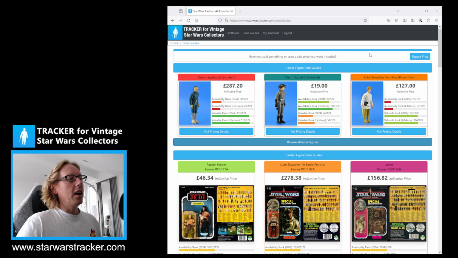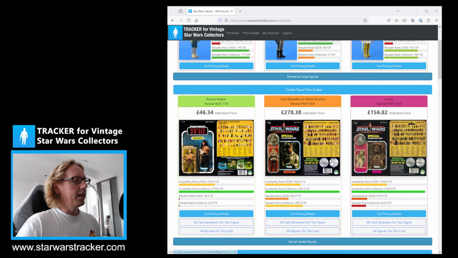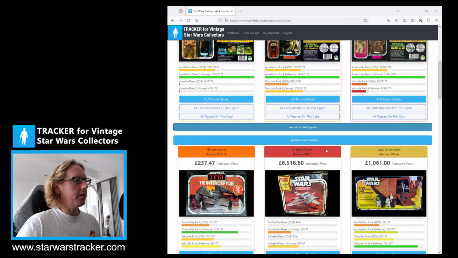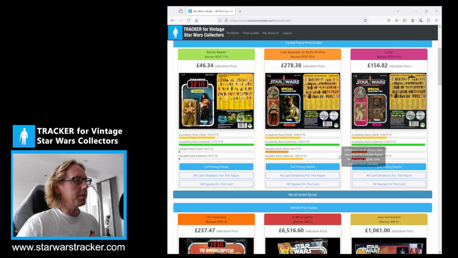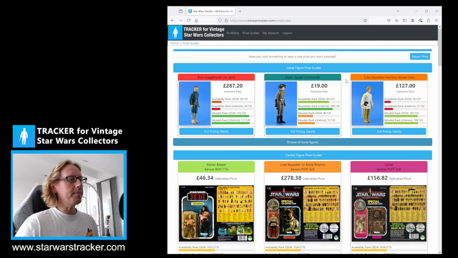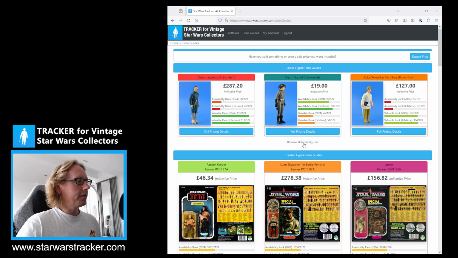And then on this page, you get a jump off point to launch into any of the price guides that you're interested in. So they're broken down into a loose figure guide, a carded figure guide, and then below that we've got the vehicles guide and so on down below. But in this video, I'm going to show you the loose figure price guides. And to begin that, I'm going to click this button here, which is Browse All Loose Figures.